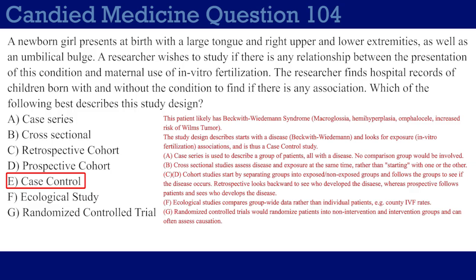Choice G, randomized controlled trial. I don't think I need to explain this too much. You just have to randomize patients into a non-intervention and intervention group, and you usually blind these studies and you just follow them along to see if the intervention is effective doing whatever it is you want it to do. Typically, this is the only one that comes up on USMLE that is filed under experimental study.